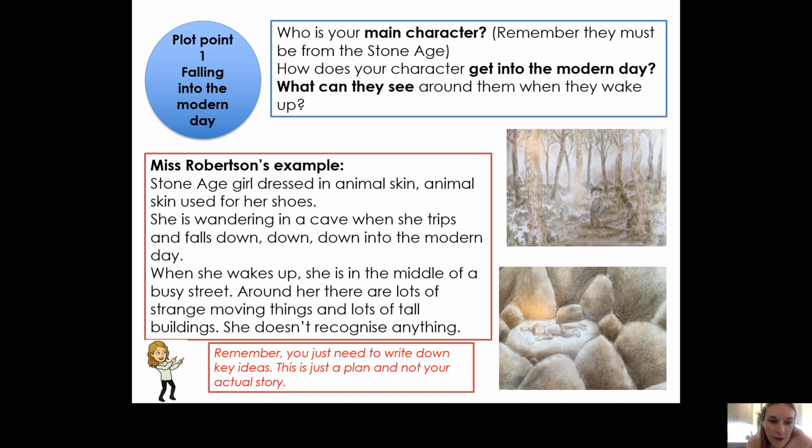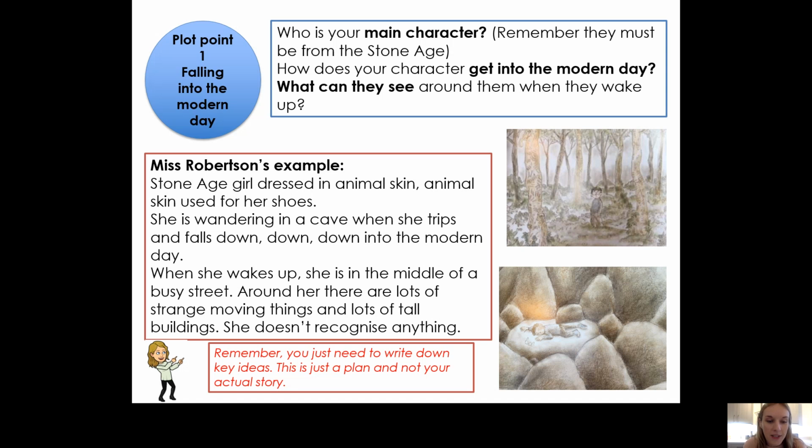So I've got a Stone Age girl dressed in animal skin. Animal skin is also used for her shoes. Okay, so you might do a girl, you could do a boy. It's up to you. And then how she gets into the modern day, she's wandering in a cave when she trips and falls down, down, down into the modern day. Okay, so have a think about where your character is before they fall into the modern day. Okay, maybe they're sat by the campfire, maybe they fall into the fire, maybe they're out hunting for an animal and she trips and falls down a hole. Okay, it's up to you.